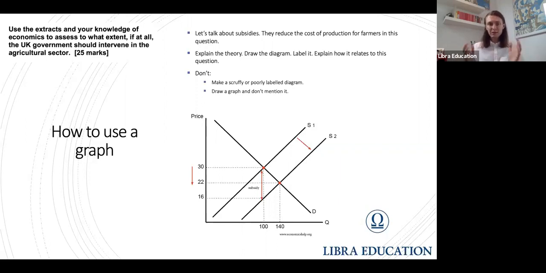Now, after that is the perfect time to use a graph, because in economics, almost every section has a graph that you can use. And here we see it in front of us today for this question. So we see price on the left, and we see Q on the right. Now, price is obvious. We have, let's use an apple again, a price of an apple at 30p, 22p, and 16p. Q is the quantity. How many apples get sold at that price?